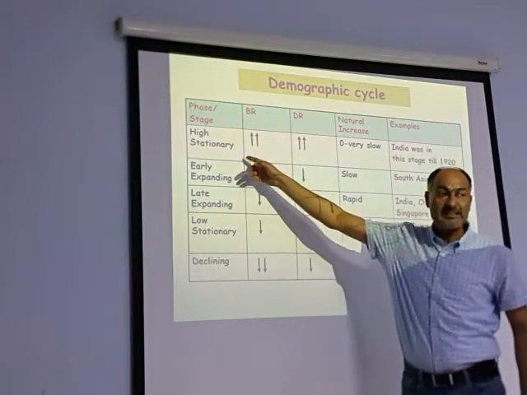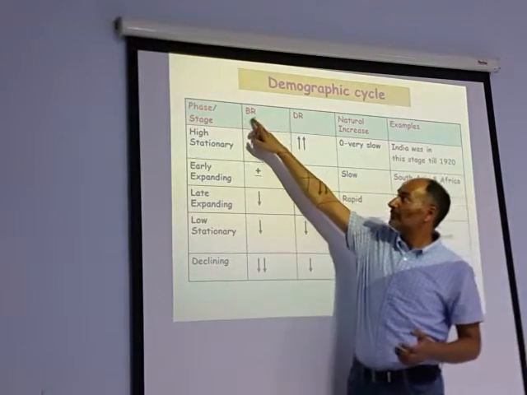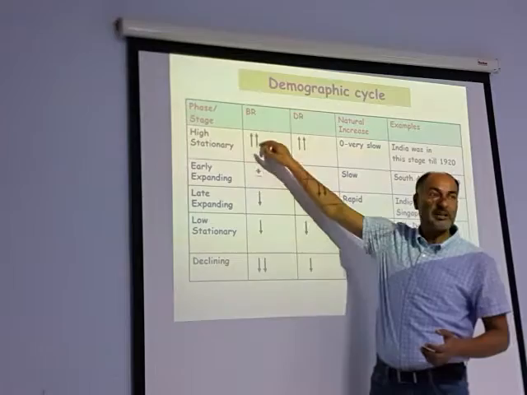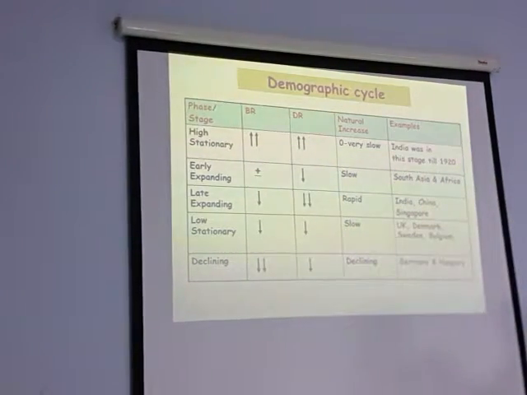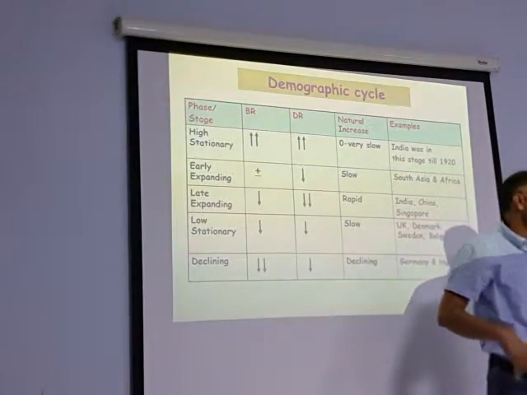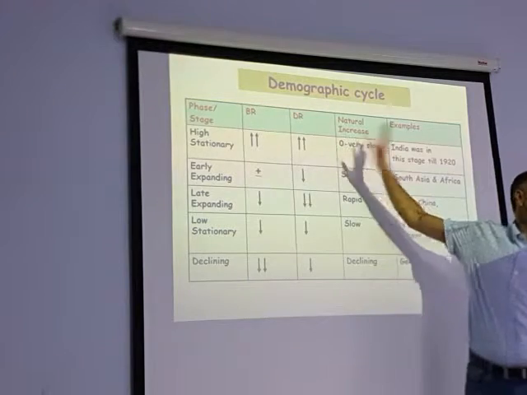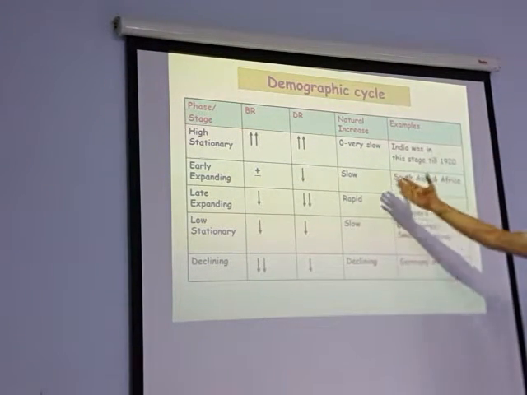The first stage is called high stationary. What happens in high stationary is that the birth rate is high, but at the same time the death rate is also high. So the number of deaths nullifies the number of births. Whatever is coming, these deaths are nullifying the births. So overall there is no change. Overall, the population in a country doesn't change. Every country passes through these phases. So you are not in this phase.